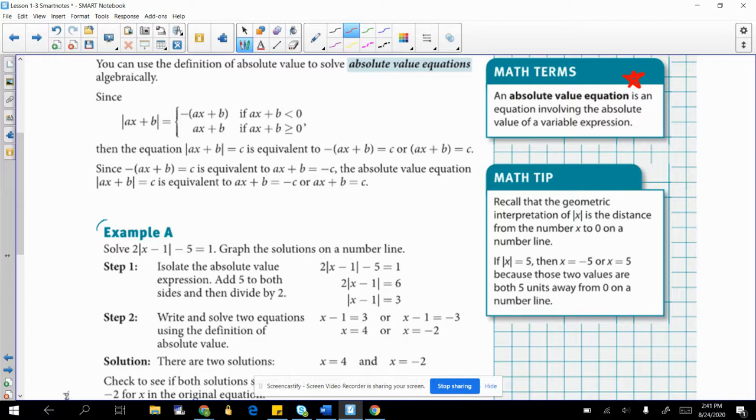An absolute value equation is an equation involving the absolute value of a variable expression. Well, that's not great because they use the word to define the word. So hopefully we've heard of absolute value before. It is just like if we were trying to find the absolute value of -6, it would be in those bars like this. So hopefully you've seen that before. But absolute value is just the distance from 0.